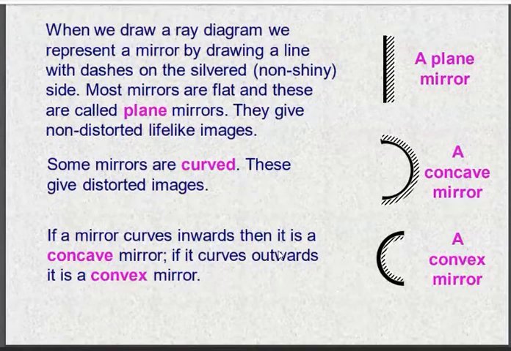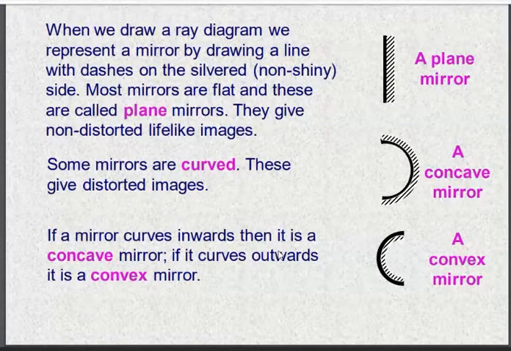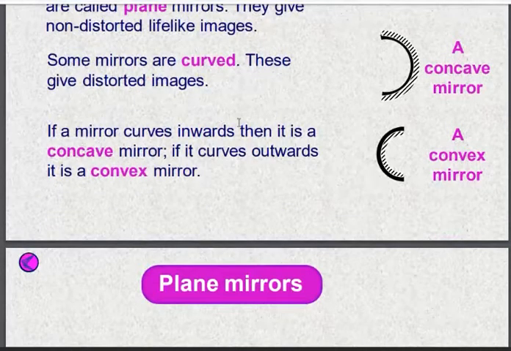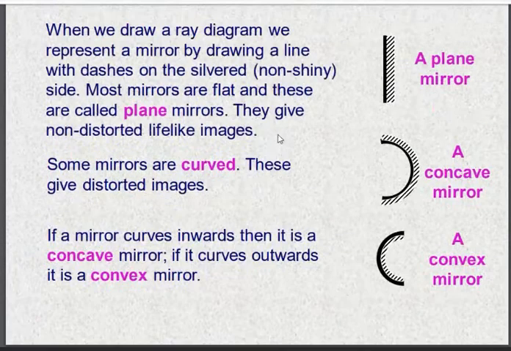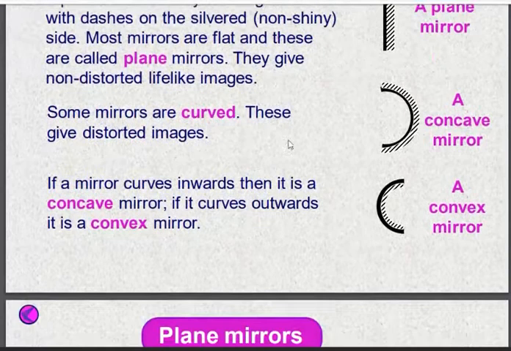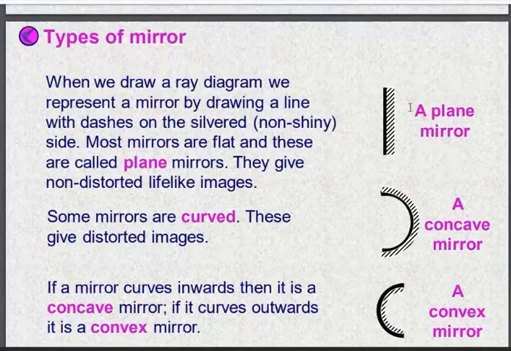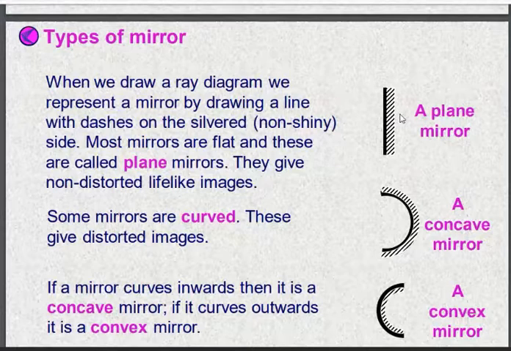That means the image will be different from that of the actual object, and even the size of the image could be different from that of the actual object. But in the case of a plane mirror, we always get the size of the image as much as that of the object. Only there is a lateral inversion, that is, the left side of the object appears on the right in the image.